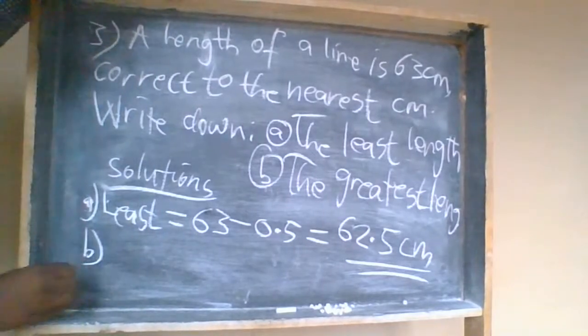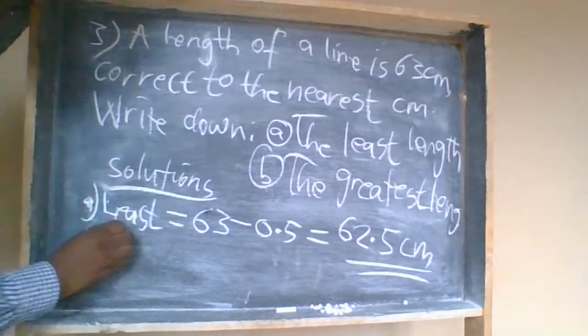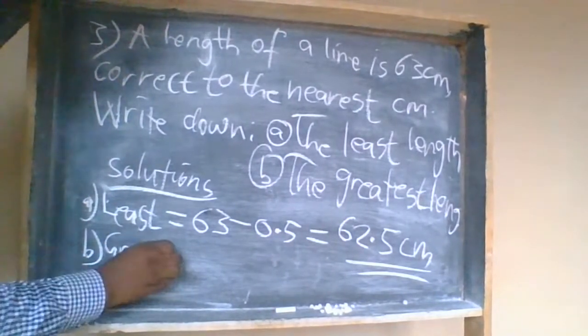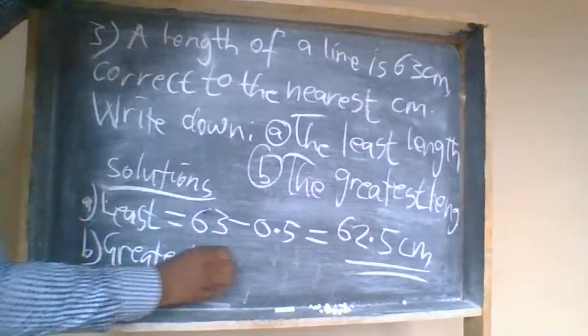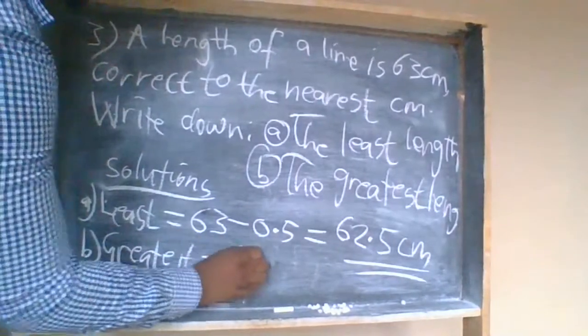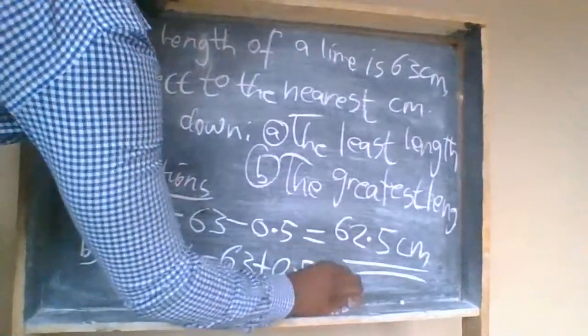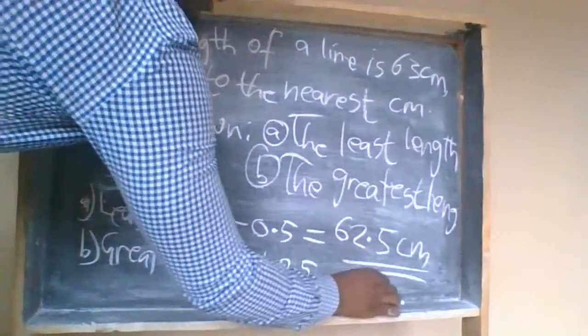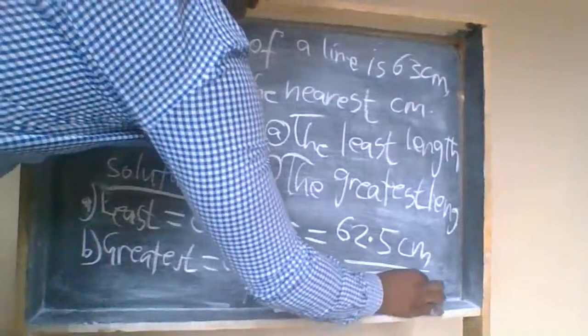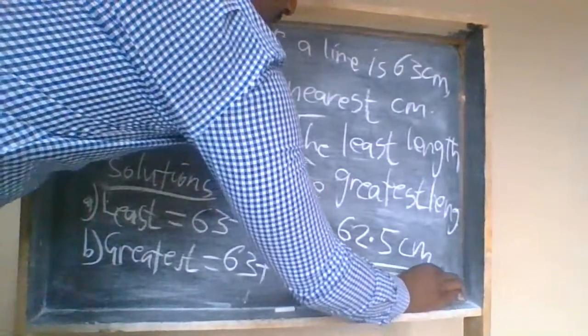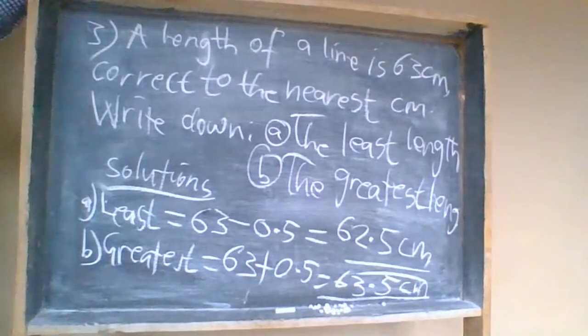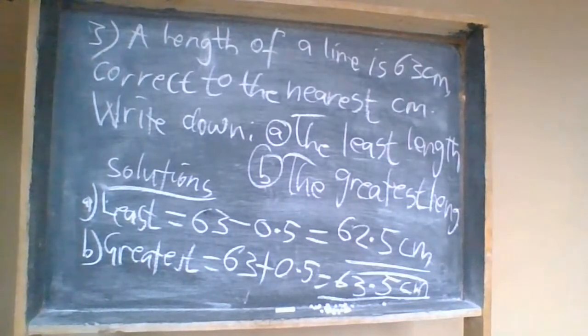Then B, to find the greatest length, we're going to say 63 plus 0.5 equals 63.5 centimeters. As simple as it is.